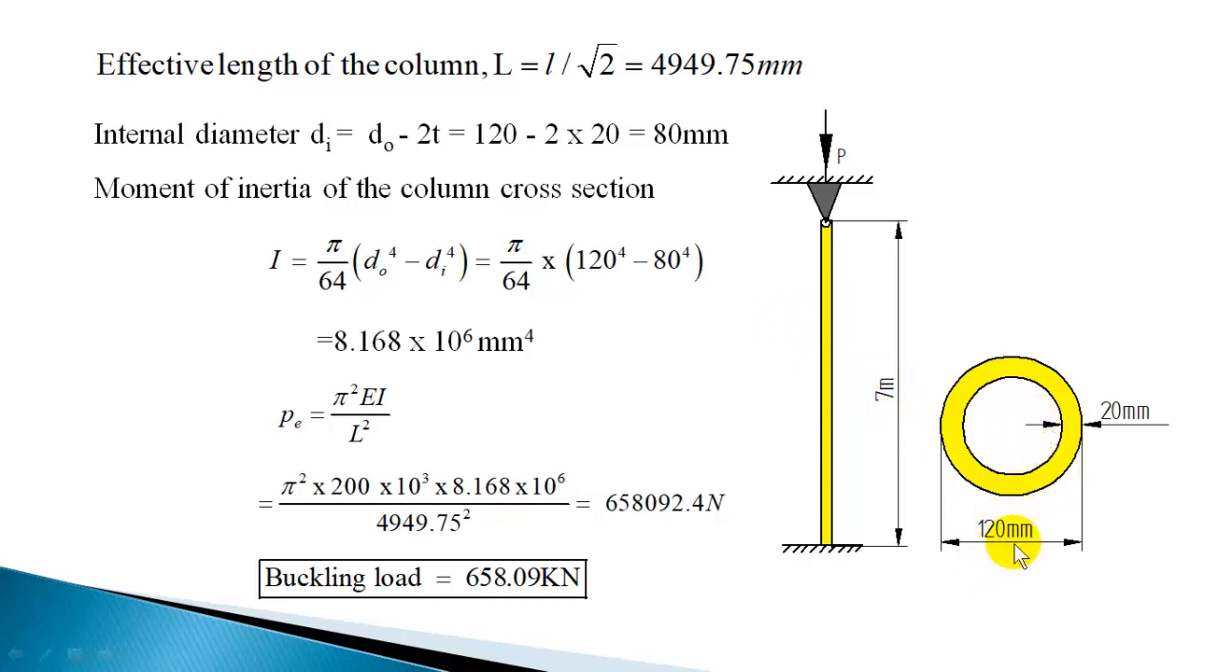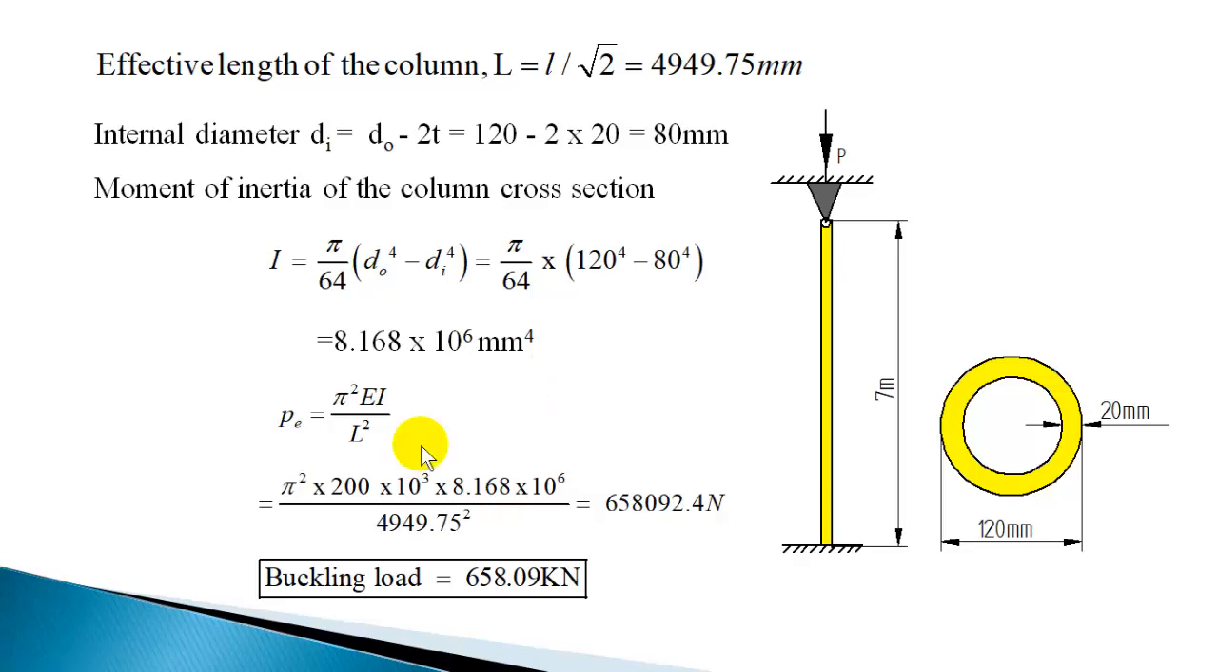So the moment of inertia of the column cross section is π by 64 into d naught to the power of 4 minus di to the power of 4. For a solid circular section, it is π by 64 d to the power of 4. So here, π by 64 into d naught to the power of 4 minus di to the power of 4, substituting d naught is given as 120 and di we have calculated as 80. Substituting that, you will get the moment of inertia as 8.168 into 10 raised to 6 mm to the power of 4.